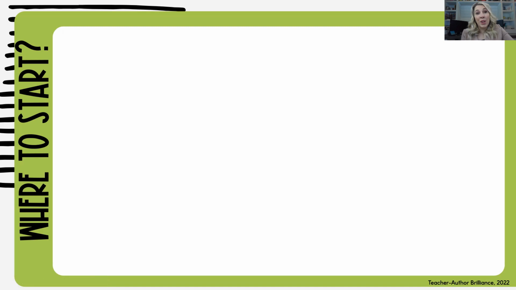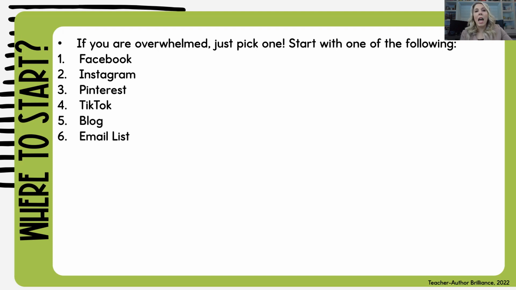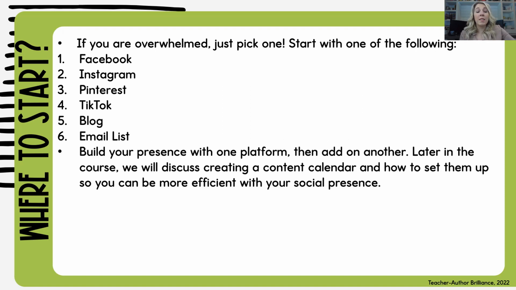All right, where to start? Social media can be very overwhelming, but I want you to just pick one of the following: either Facebook, Instagram, Pinterest, TikTok, blog, or an email list. I want you to just pick one of these to focus on. And maybe you already have all of these going, or maybe you have one of these up and running. Whatever the case, pick a new one. Or if you already have all of them, choose one to refine and get better at, because we're always growing and we're always getting better at things in our business. So you're going to build your presence in one platform and then add another. So after we get good at one, I want you to then add a different platform, because the more you're out there, the bigger your audience is going to be.